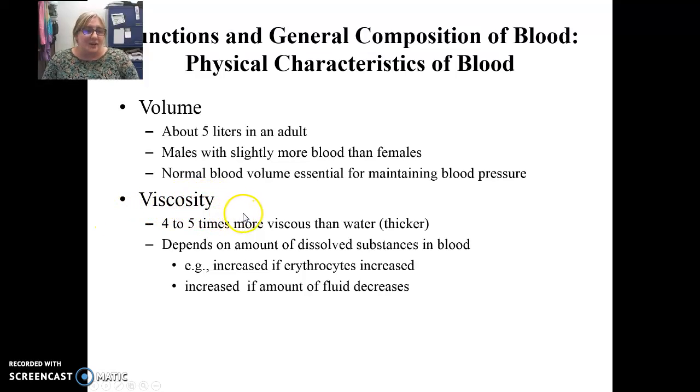Blood is thicker than water. You've heard it before, but it's true. It really is thicker than water. If you pour blood and water, blood is going to be thicker. It's going to fall to the bottom. Water would stay up top.